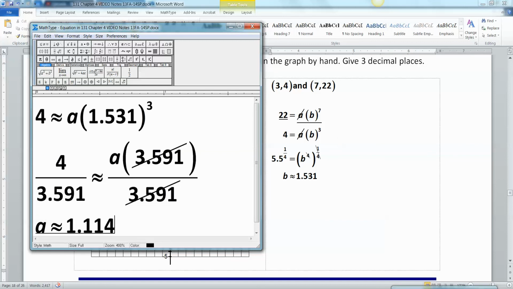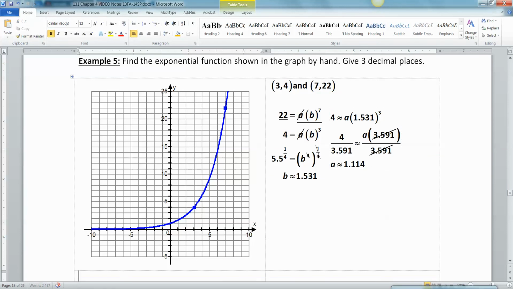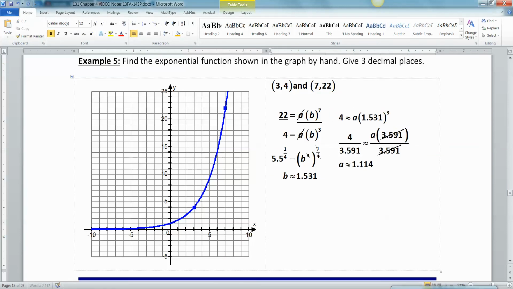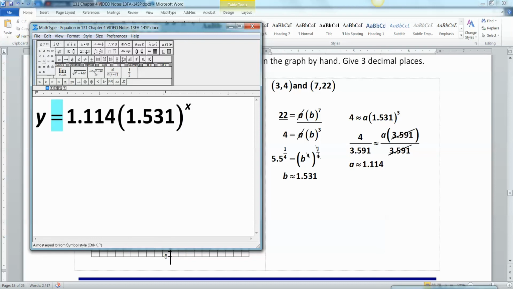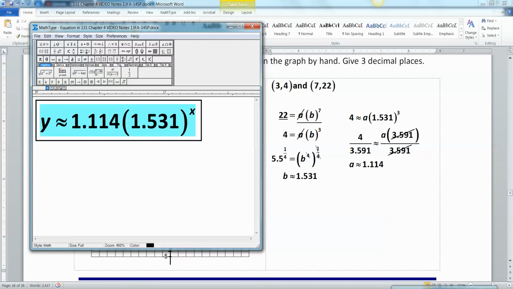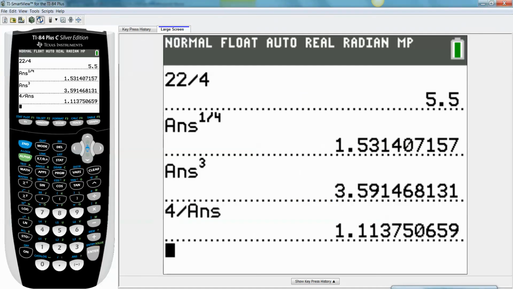All right, now that we've solved for a and solved for b, our final result will be y is equal to 1.114 times 1.531 to the x. Technically, it's an approximation. That's not that big of a deal at this stage, and we'll put this all in a box. Now, if we wanted to double check ourselves, remember, you would use your calculator.